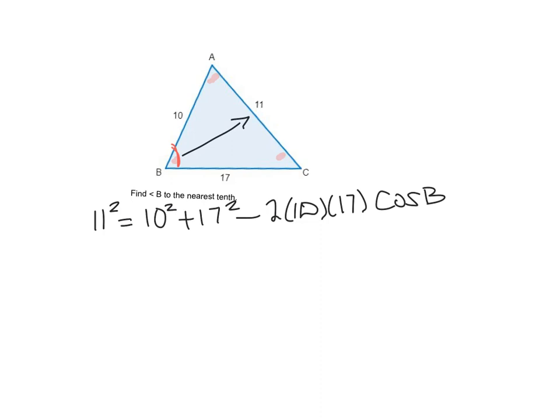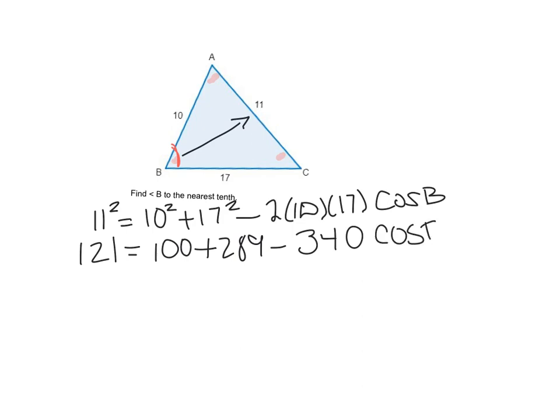So when I do the math, the last problem was nice because I could put it all right in my calculator. This one is a little bit more complicated because I'm going to break it down more. So this is all the math I have so far. Okay, so I'm going to solve for cosine of B.